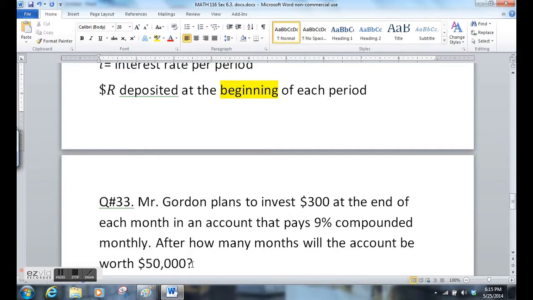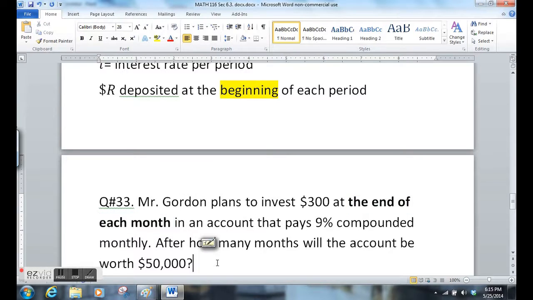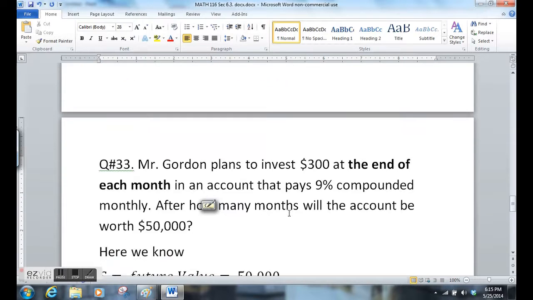I have one more problem to go over with you. Mr. Gordon. We got to talk about him. Question 33. Mr. Gordon plans to invest $300 at the end of each month in an account that pays 9% compounded monthly. After how many months will the account be worth $50,000? Oh, that'll be a happy day for Mr. Gordon. So here's what you want to pop out. He's going to put $300 at the end of each month. At the end. So does that mean it's an ordinary annuity or an annuity due? Well, it's at the end of each month, so we know it's an ordinary annuity.